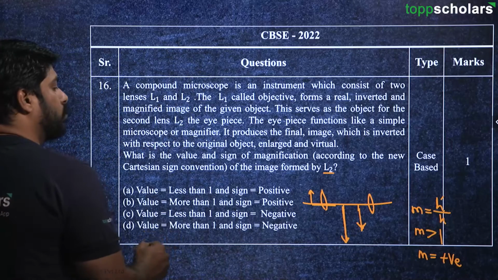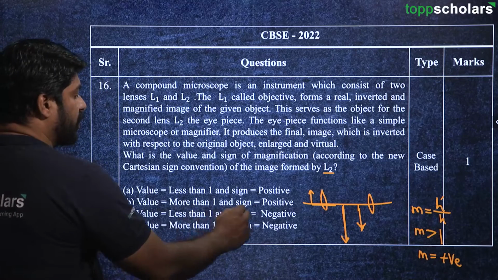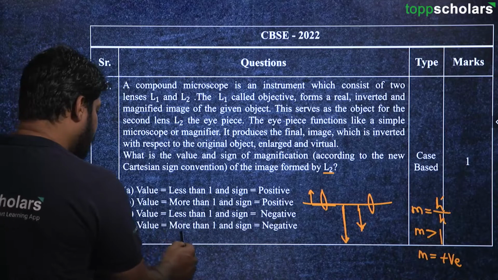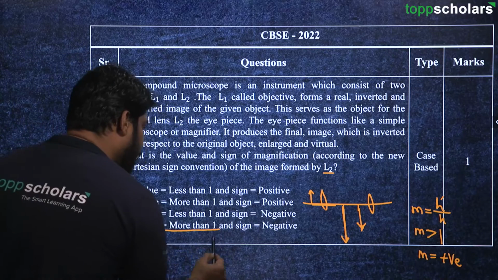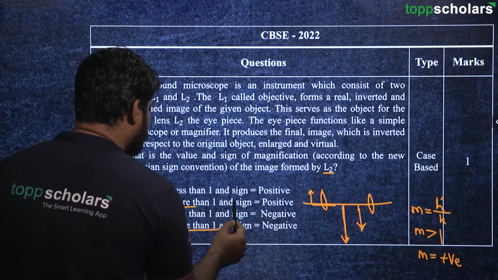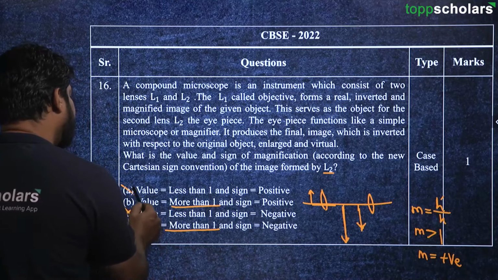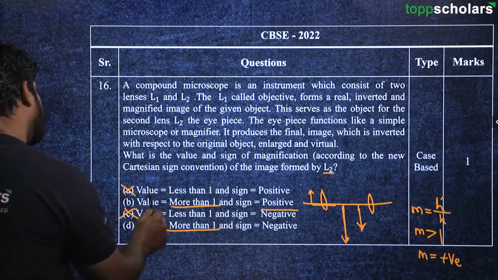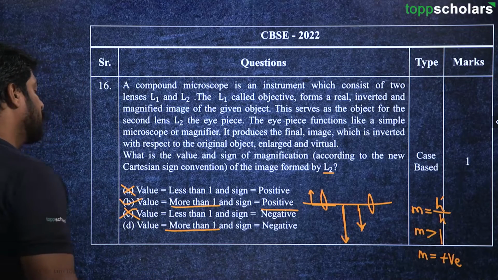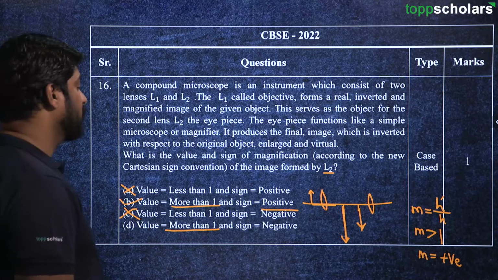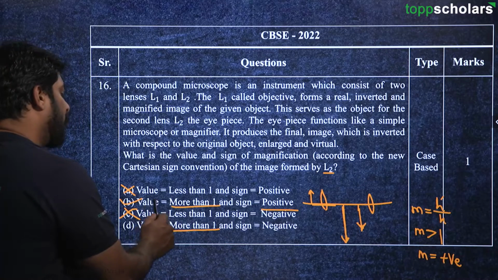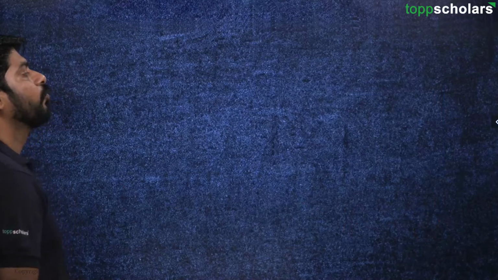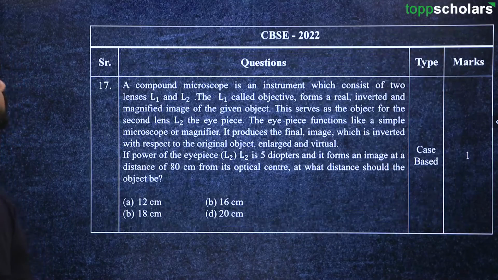Okay, so definitely over here in this case we have to look at those options where this value is more than 1. Here also other options can be eliminated, and the value or sign should be positive. So this has to be the correct answer in this case. Value more than 1 and sign is positive. Okay, moving on to the next question.